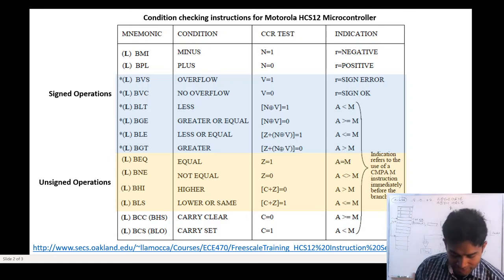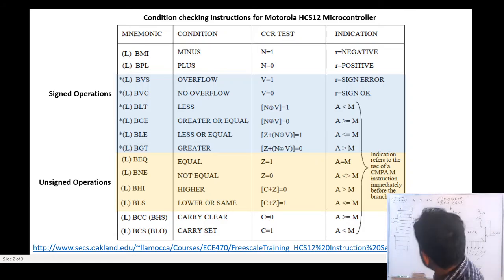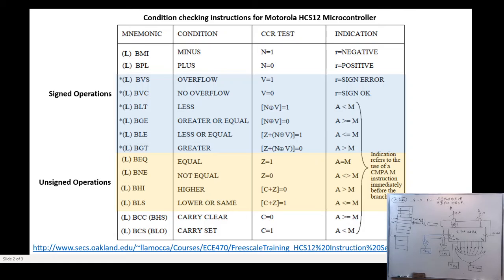So I have different branch statements here. If I'm working with A and B to be signed numbers, then in my code I would specify that to be, let's say, BLT, any of these codes shaded in blue. BLT would be, I'm testing for A to be strictly less than B, in which case my hardware looks for this particular condition. If this condition is satisfied, it executes that instruction and branches to a different location.